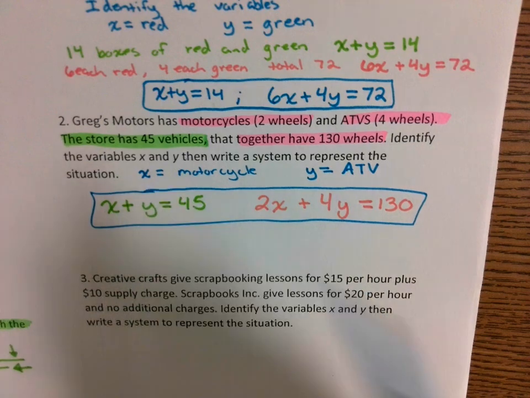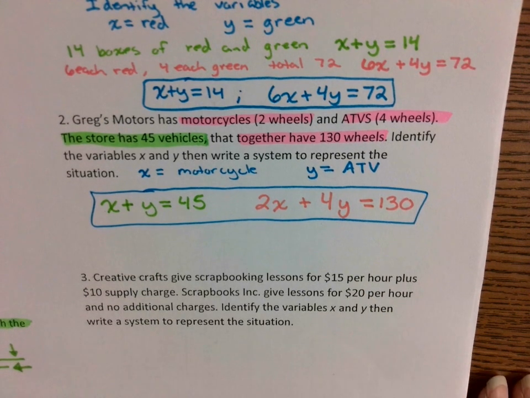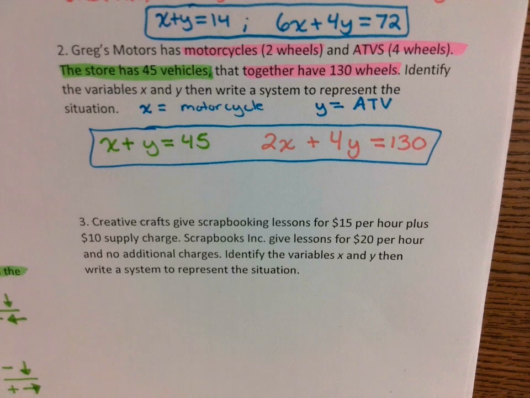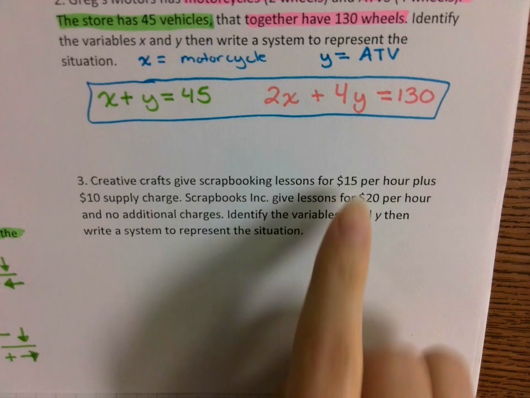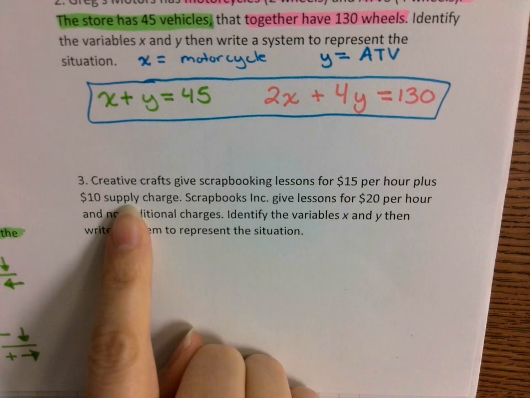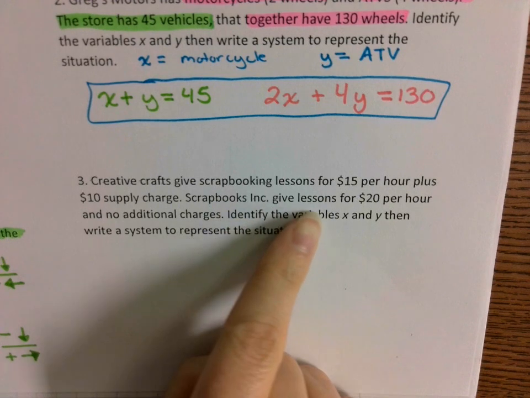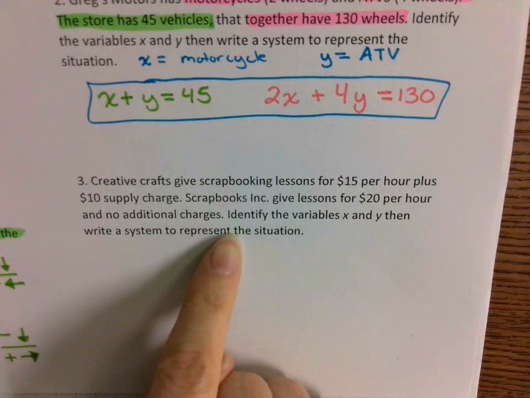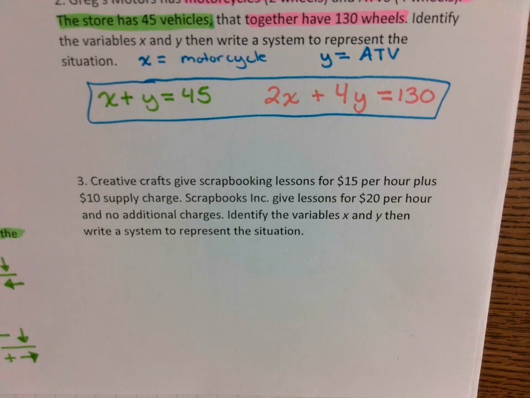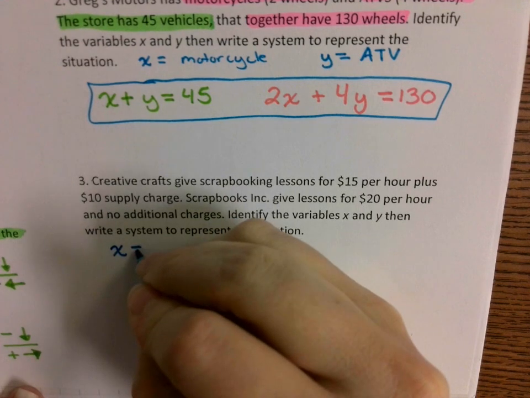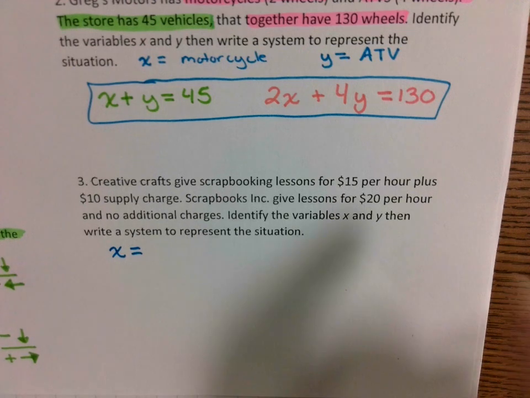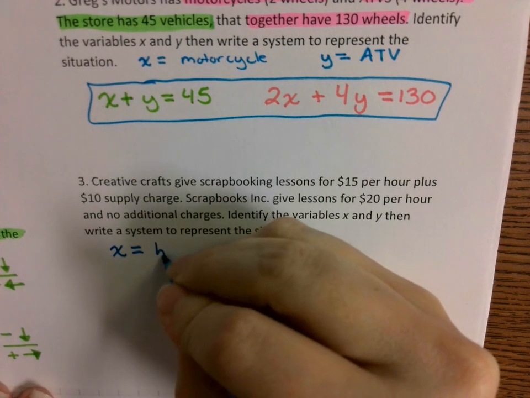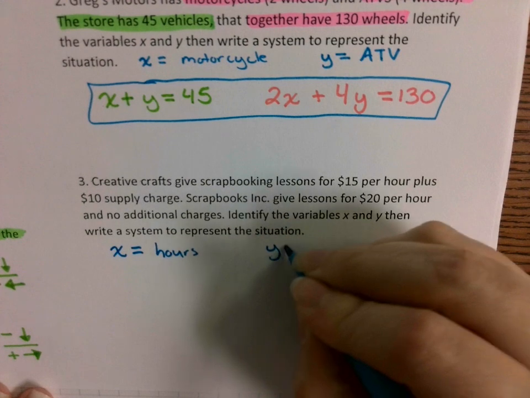I want you guys to try number 3 on your own. Okay, let's take a look here. Creative Crafts gives scrapbooking lessons for $15 per hour plus $10 supply charge. Scrapbooks Incorporated gives lessons for $20 per hour and no additional charges. So we need to identify our X and Y variables and write the system. I'm going to let X represent the number of hours because I know I'm talking about $15 per hour, $20 per hour. I'm going to let Y represent the final cost, or the total cost.